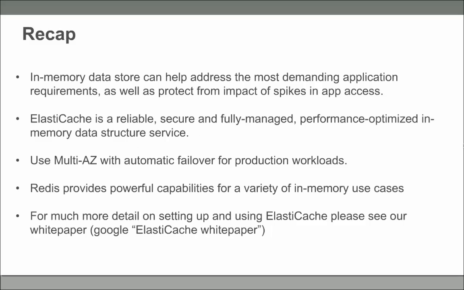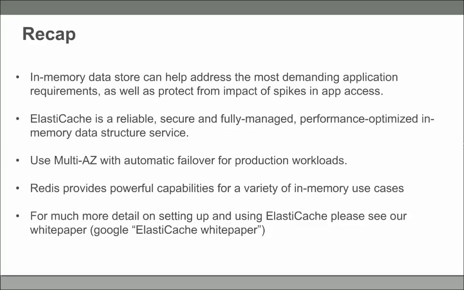So let's recap what we talked about today in this webinar. In-memory is something that you should consider when you need fast sub-millisecond latencies and high throughput access to your data. In that case, ElastiCache can help you do that by running Redis and Memcached, which are the most popular in-memory key value stores, in an optimized and fully managed way.